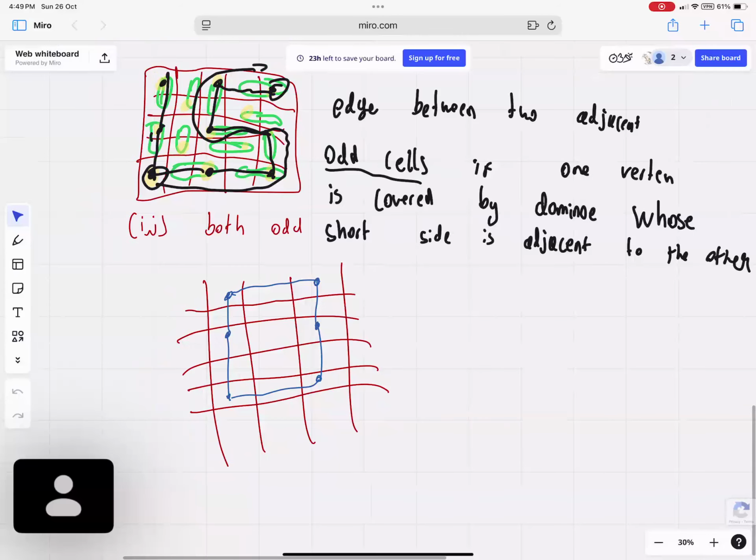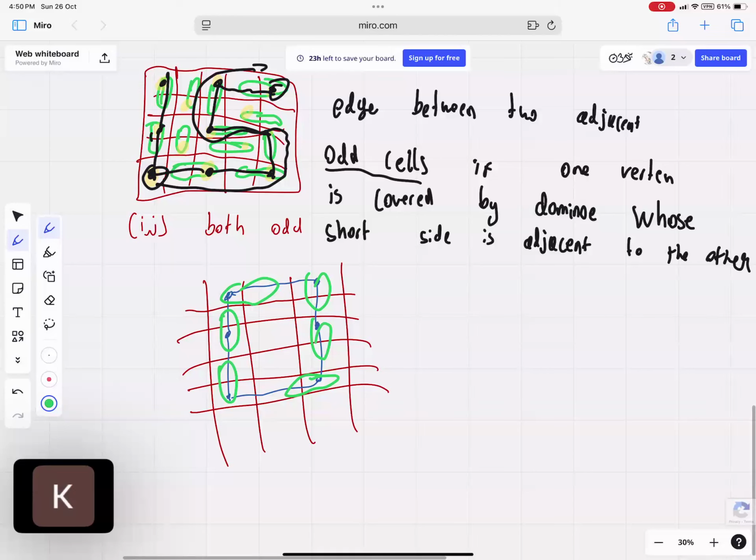Okay, so we'll show that. Say there's a contradiction. Say there is a cycle which looks something like this. What is the contradiction that we get? It must be related to the placing of dominoes, or something.